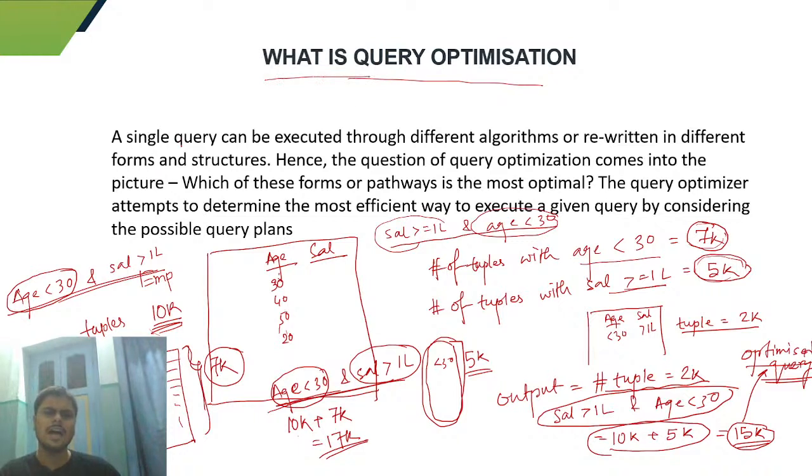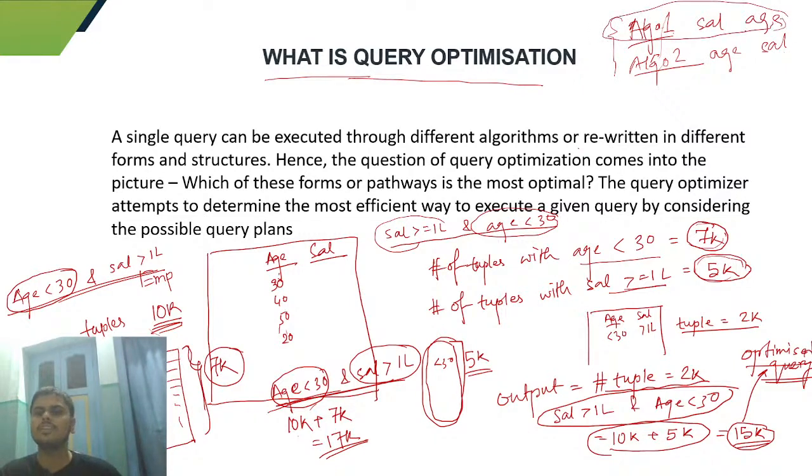It is saying that a single query can be executed through different algorithms. What we are doing here is just shuffling the propositions. In algorithm 1, let's say we have the salary first and then age, and in algorithm 2, we have the age first and then the salary calculation next. So which of the algorithms is actually faster? Algorithm 1 is faster, so we'll go with algorithm 1.